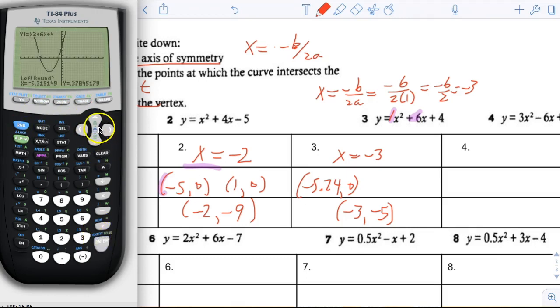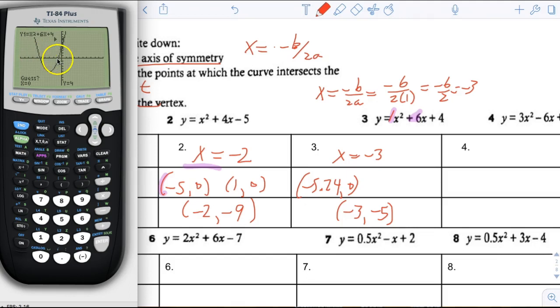Let's do second calc 0 again, because when you're finding 2 x-intercepts, you need to repeat the procedure twice. Left bound means the left marker slightly to the left of this point, and then we'll hit enter. And then we go slightly to the right of the point and we hit enter. And then the guess again can be anything that's close to this point.